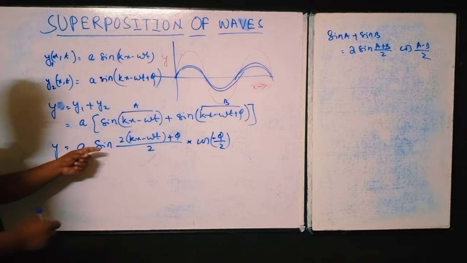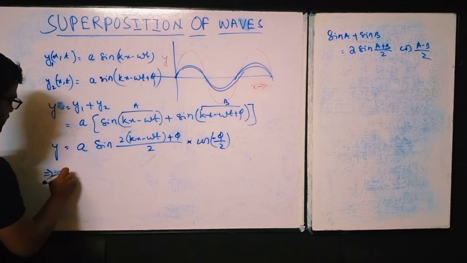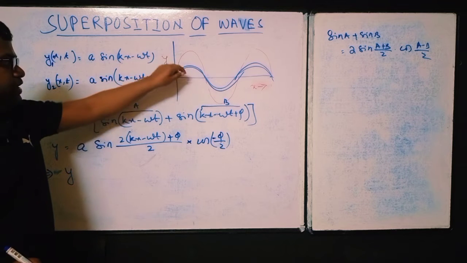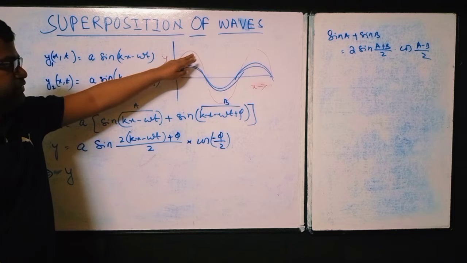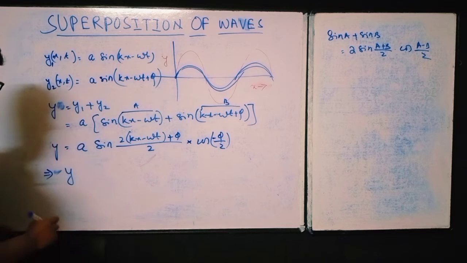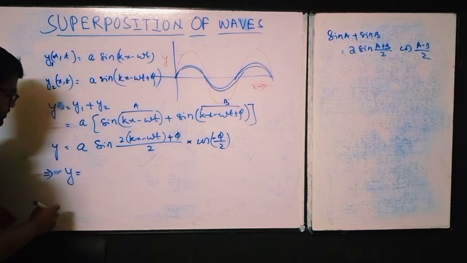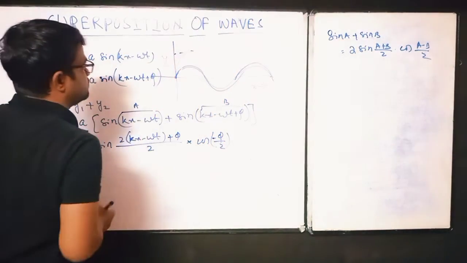Now I can write in a simple way that y is the result. When we add these two waves, we get the resultant wave. This is your final result y, the displacement we are getting, and the maximum height is the amplitude.